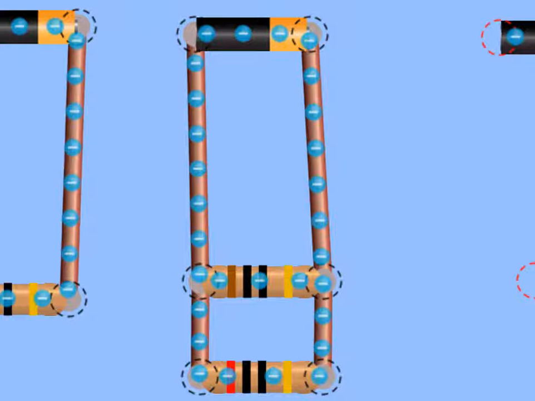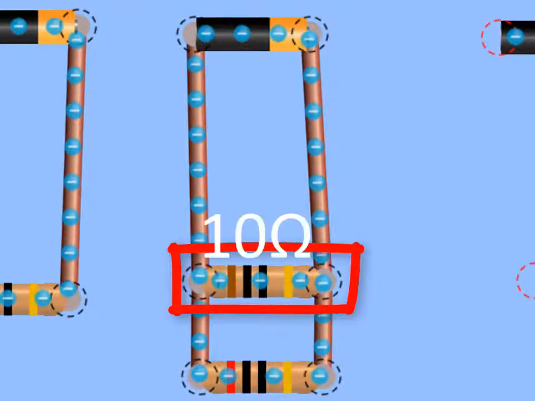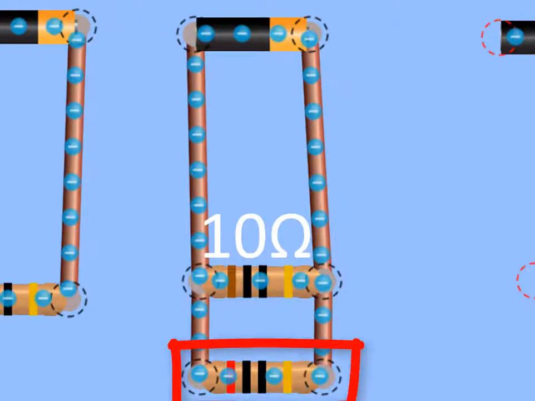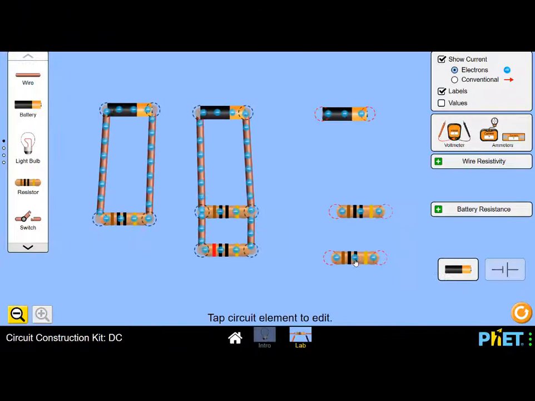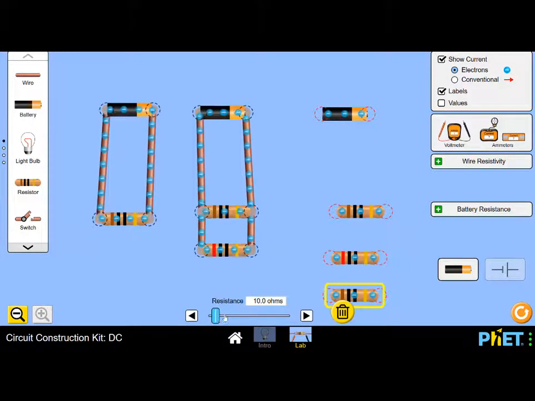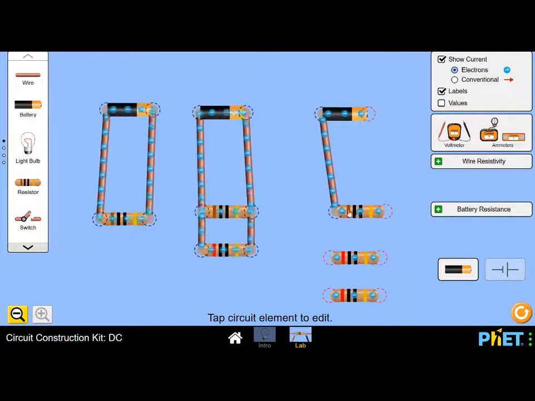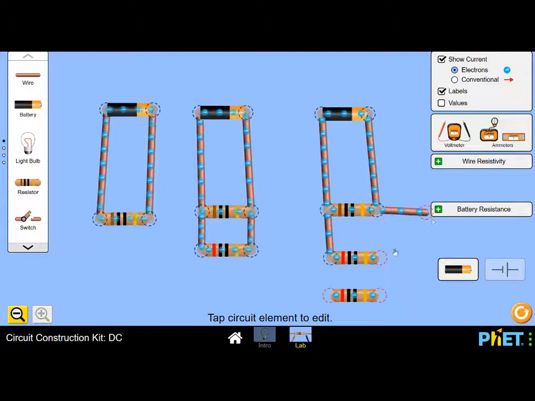Circuit 2 has 2 resistors in parallel with one another. Notice this resistor is 10 ohms, this resistor is 20 ohms. In the third circuit, we have 3 branches. The first one is of 10 ohms, the second 20 ohms, and the third one also 20 ohms. We connect the wires in such a way that the circuit branches, and it branches 3 ways. We also close the circuit in the main part of the circuit using wires.